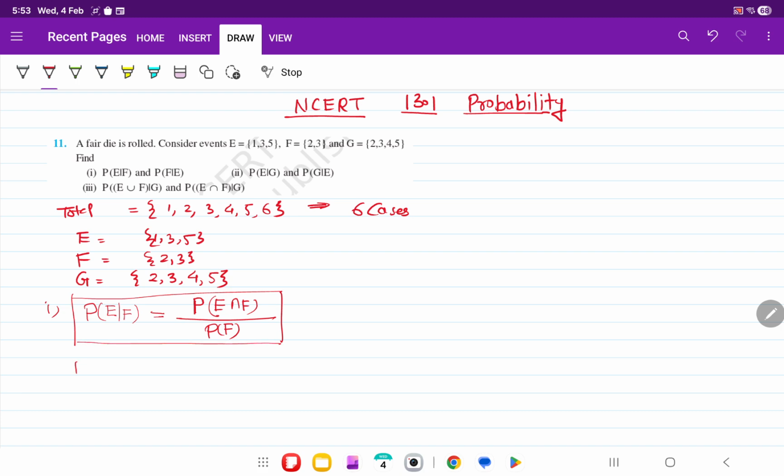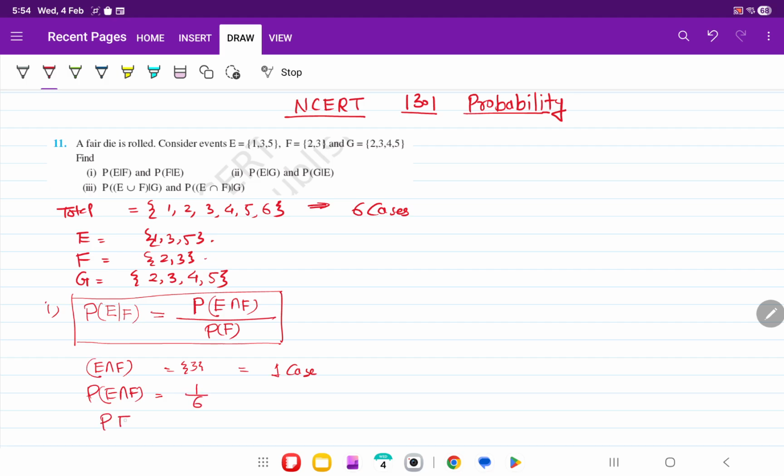So let me see what is P of E intersection F. How many events are between E and F? What is common? Only 3 is common, correct? This is the event E intersection F. Only one case is common. So what will be the probability of E intersection F? 1 out of 6, correct? Total cases are 6 here. So I am using the standard formula, 1 by 6.